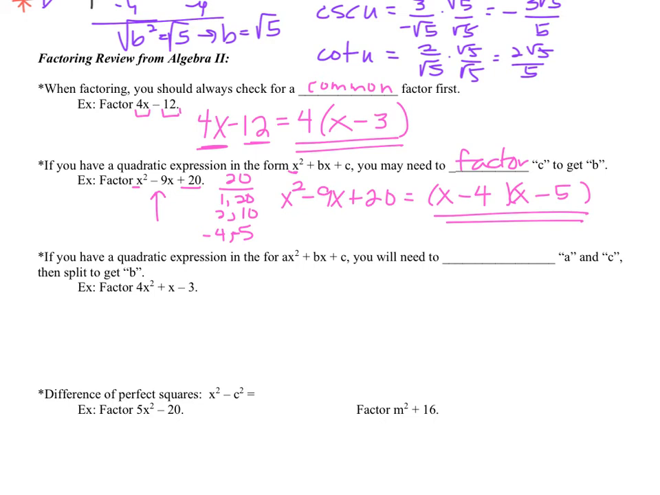It's that last form where there's a number in front of x squared, that a value, where we need to multiply a times c and then split to get that b value.